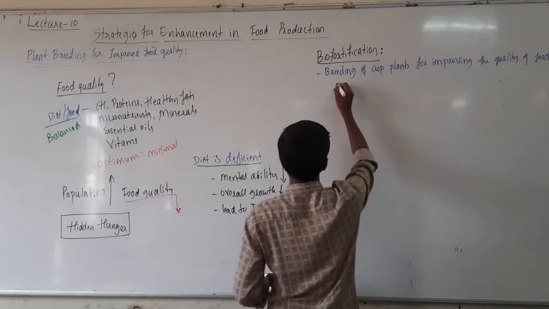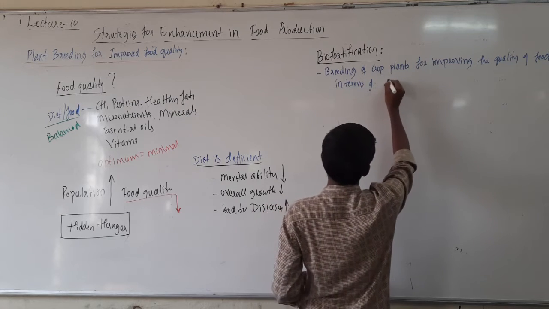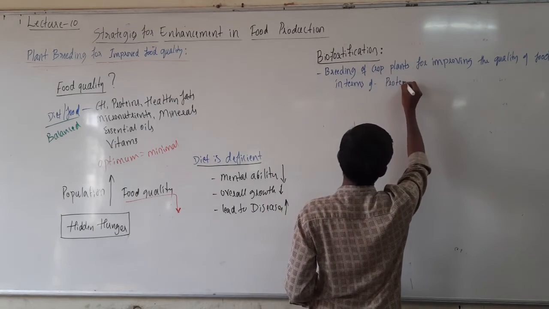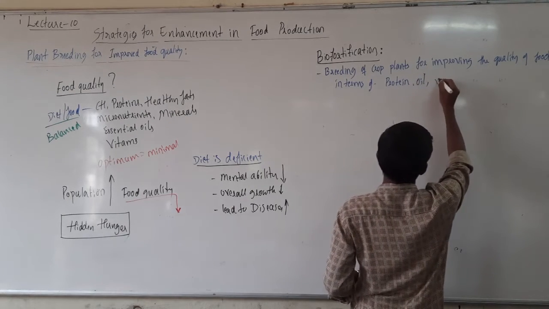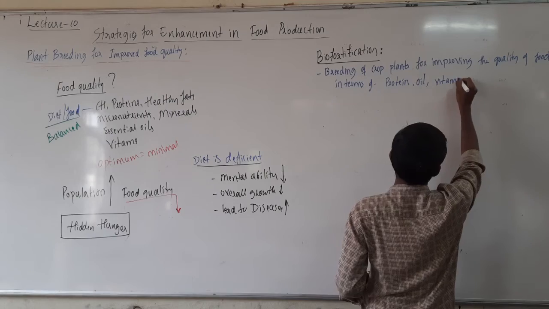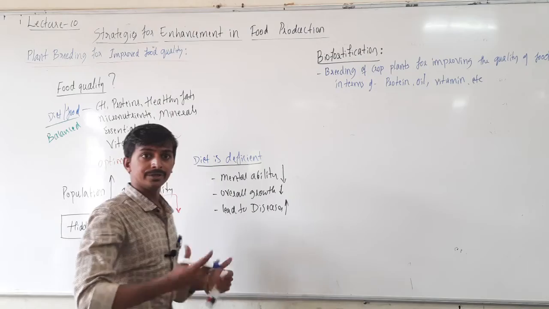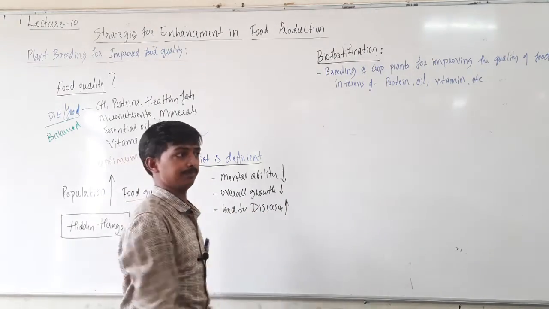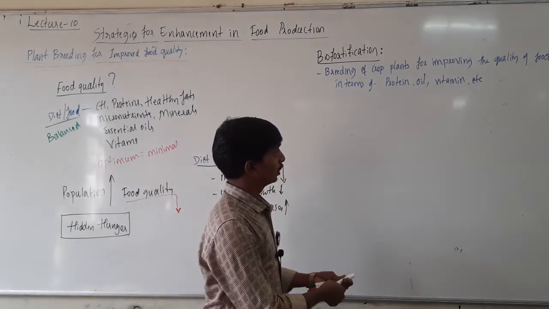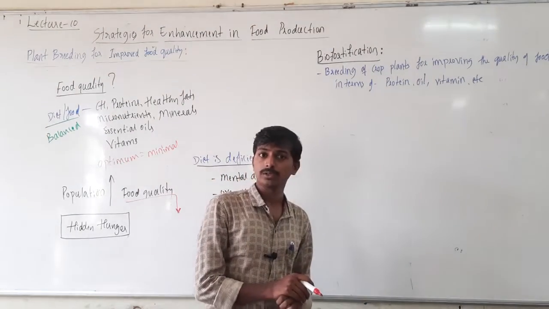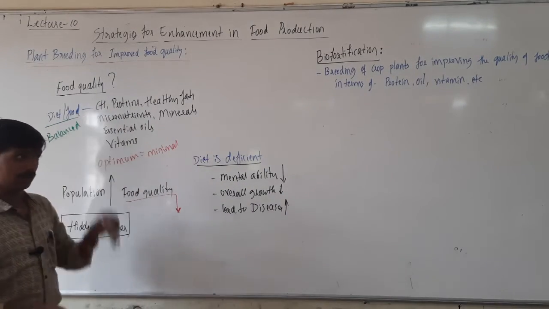in terms of protein, oil, vitamin, etc. Simply, plant breeding for improving food quality. Quality means all these biomolecules, all these essential molecules.